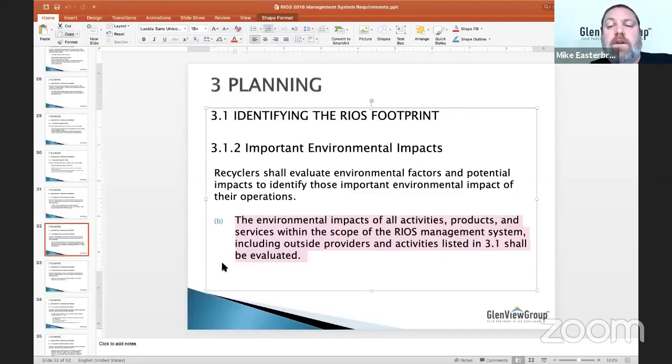So once you determine the criteria, then you need to look at all the potential impacts from all your activities, products, and services within the scope of your management system. So everything that you're doing, including outsourced providers. So trucking, or maybe you have a collection site that's not at your facility, but part of your scope. Maybe you do collection of e-scrap at a collection site every quarter or something like that. So that stuff should be included as part of your footprint for the environmental impacts. So it shall be evaluated.